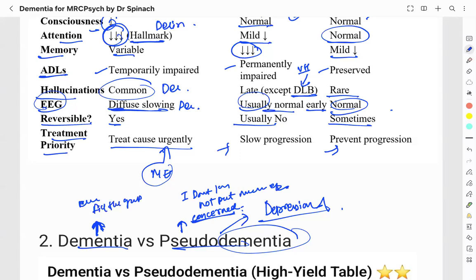The concern is there, but that would not quite be like the one that is seen in pseudodementia. So right, okay, this is right. Anything else that you can remember? Because this will help jog your memory.